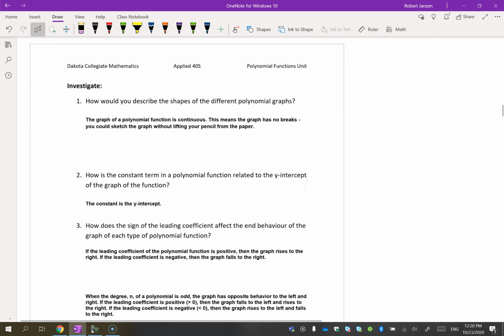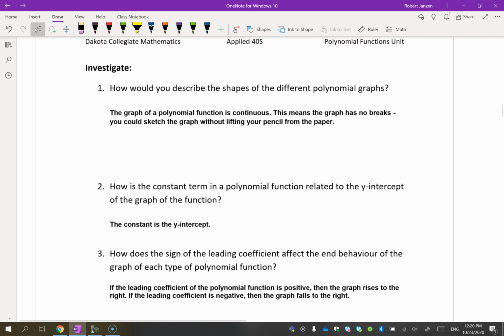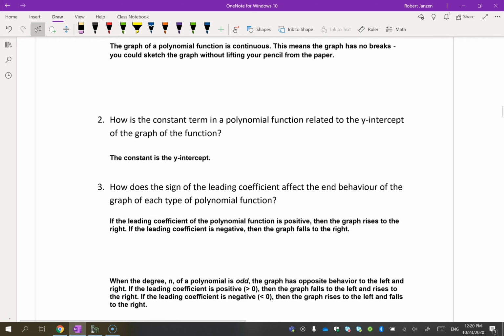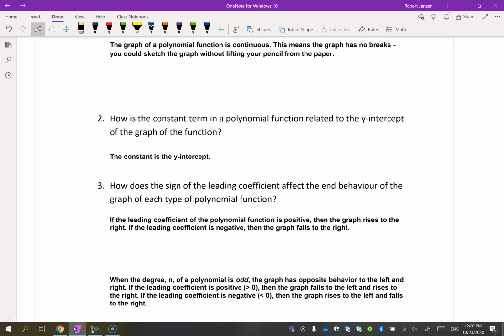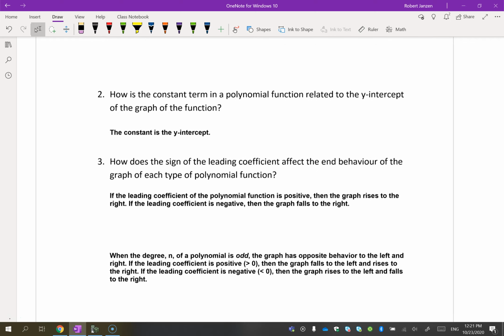Okay, let's go to the end here where there's a few things I want us to note. How would you describe the shapes of the different polynomial graphs? I've put the answers in here. Make sure that you're aware of this kind of stuff. I would read it, be comfortable with what it says. Some of these questions could show up.